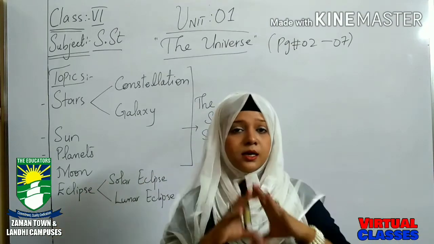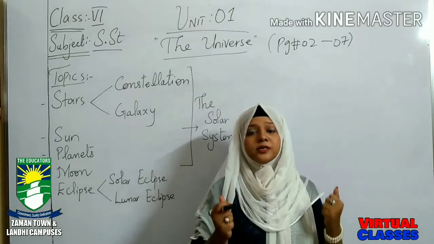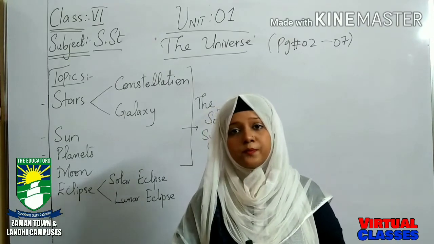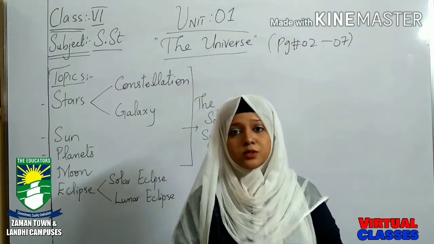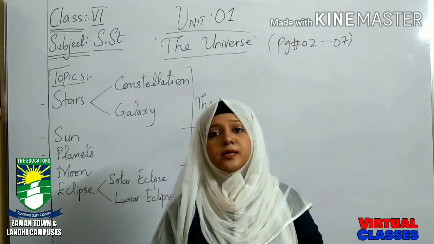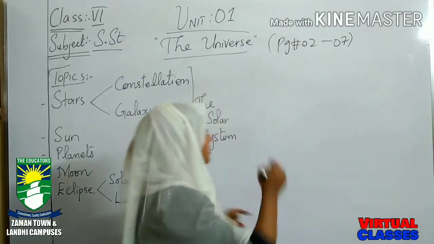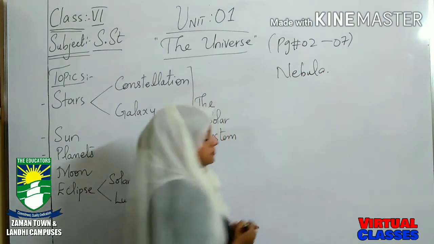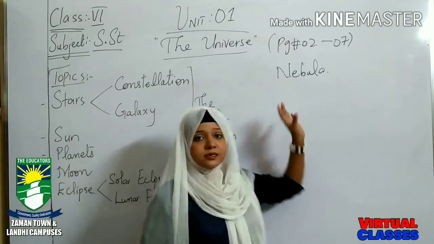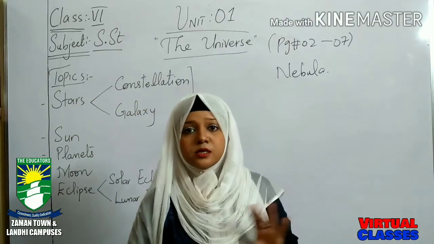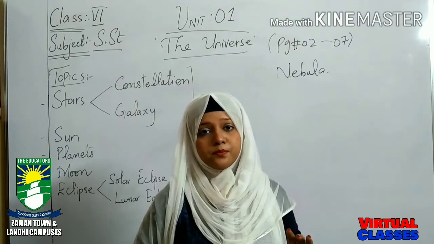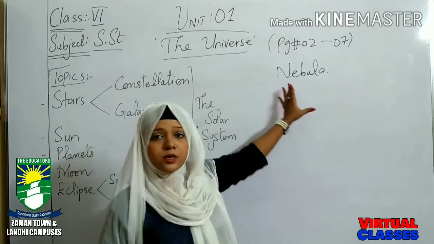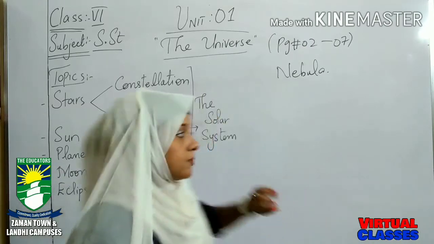Our universe is the combination of different gases, rays, dust particles, and rock particles in the form of clouds. They are moving here and there. And that ball or that cloud is called a nebula. This nebula is irregular in shape. It does not have any particular shape. So the gases of the nebula are actually responsible for the formation of stars.